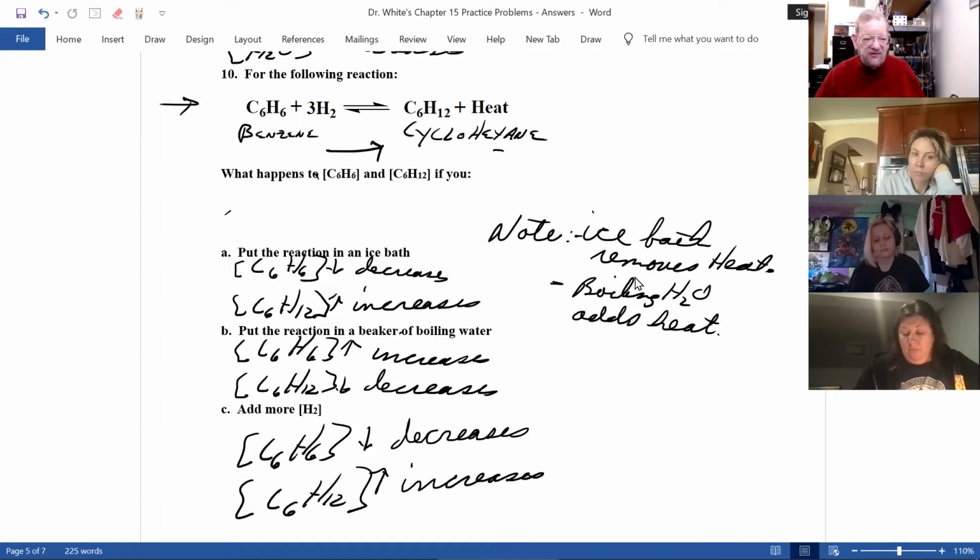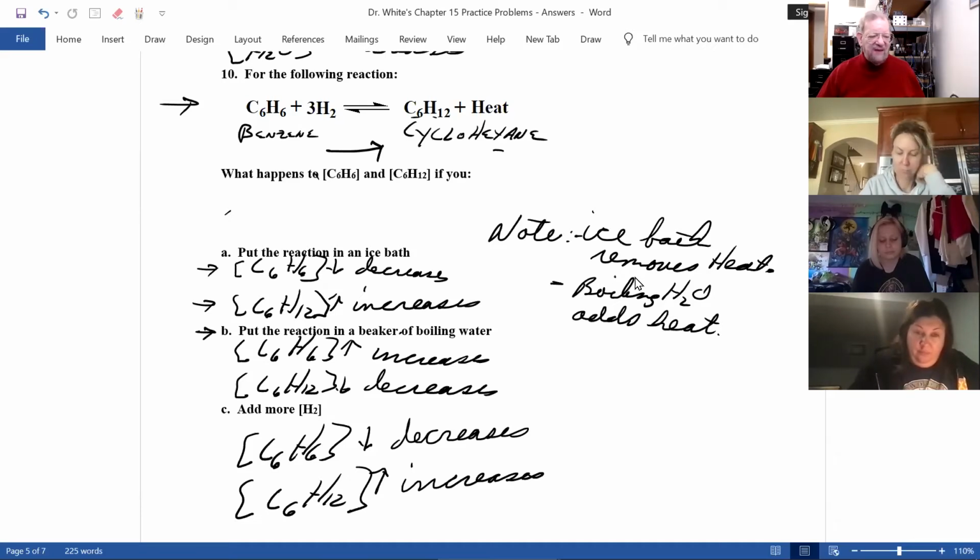If benzene, C6H6, reacts, it's consumed. And when something is consumed, the amount you have decreases. At the same time, to make more heat, you're making more cyclohexane, C6H12, and then when you make more of something, the amount you have increases.